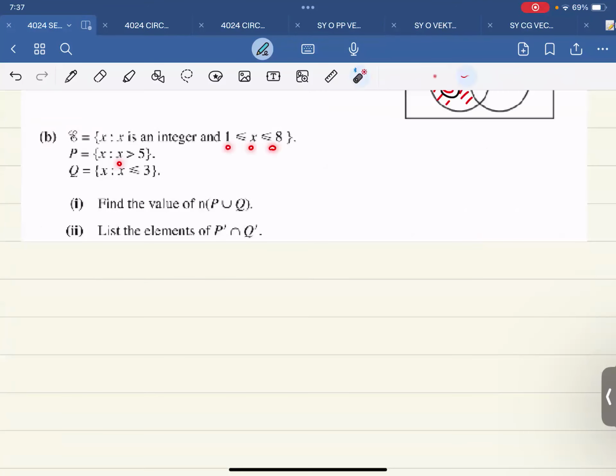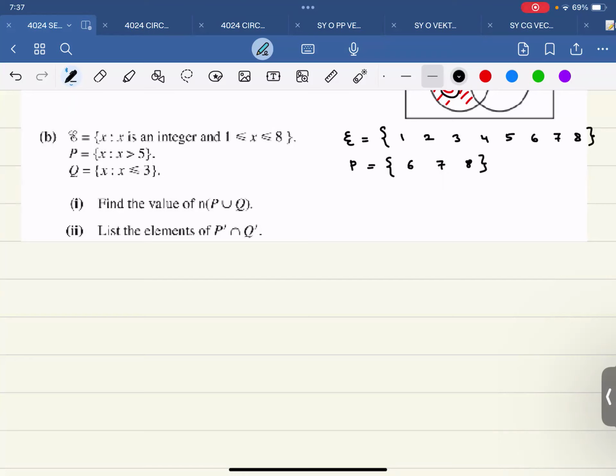Now let me write it down so that it's easier. This is 1, 2, 3, 4, 5, 6, 7, and 8. What is P? P is greater than 5. It's part of the universal set, greater than 5. So this is 6, 7, and 8. What is Q? Q is X is lesser than or equal to 3. So this is 3 to 1, or I can write 1 to 3. So it's better to write 1 to 3.